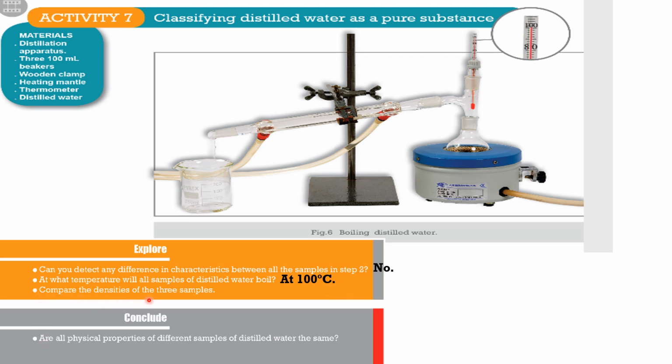Compare the density of the three samples. The three samples have the same density because the three samples contain distilled water. The density of the distilled water is constant. What do you conclude? Are all physical properties of different samples of distilled water the same? Yes. So the physical properties of the distilled water, which is a pure substance, are the same.